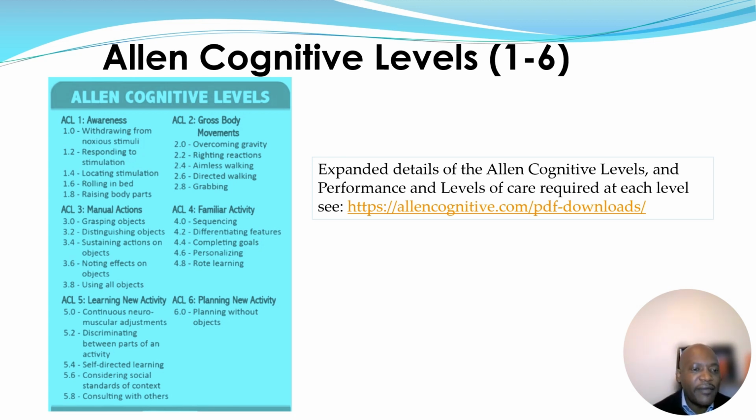And then level 5 is the ability or capacity to learn new activities, also scored from 5.0 to 5.8. And then we have level 6, which is the ability to plan new activity, the optimum level of functioning.